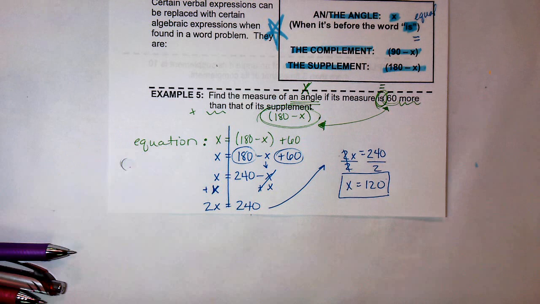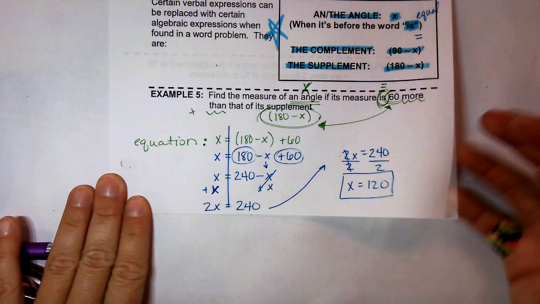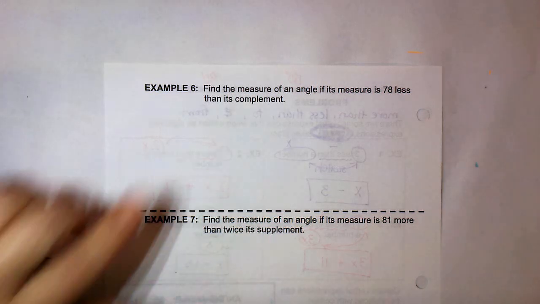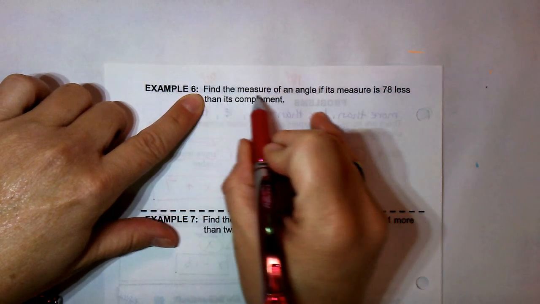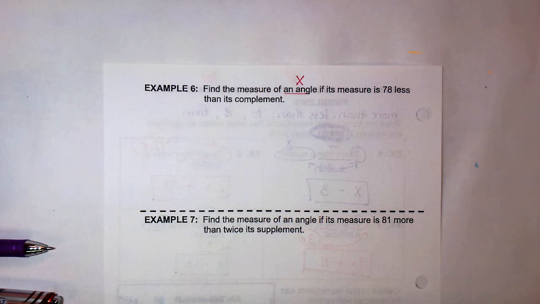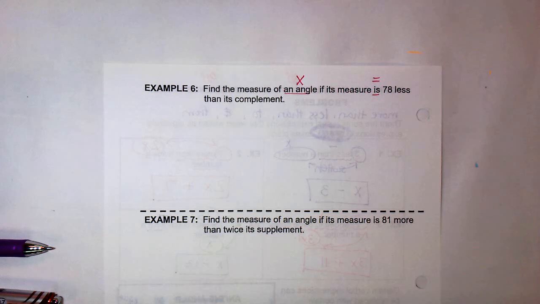We're going to keep practicing, so if you're really confused, it's okay. But I'm hoping by the last example that you're pretty good. Okay? Turn the page for me. We're going to keep breaking it down. So remember, it stays in the order that it's in the sentence unless there's a switching word. So when I'm reading example 6, it says, find the measure of an angle, so that's my x, is my equal sign. It would be x equals 90 minus x minus 78.